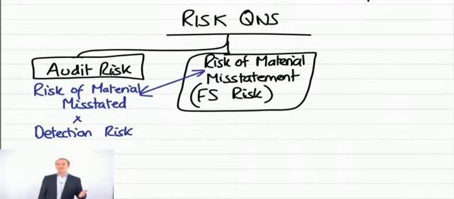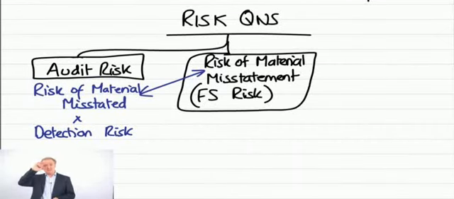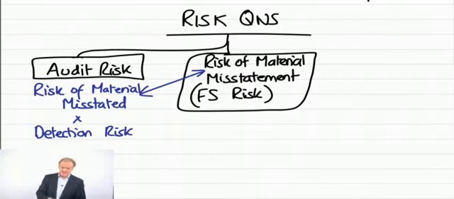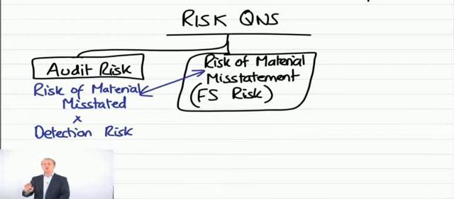We don't normally get many detection risks on the P7 exam anyway. So frankly, if you think those are the same thing, audit risk and risk of material misstatement, it's not going to change your life very much, if at all. However, the third type of risk question is totally different.